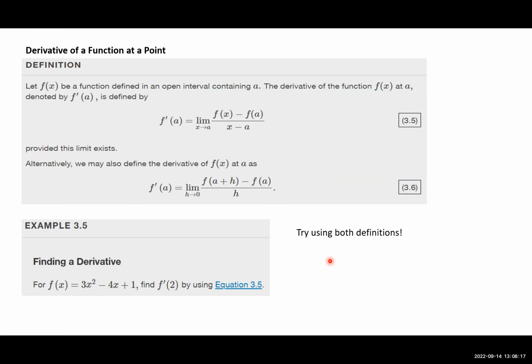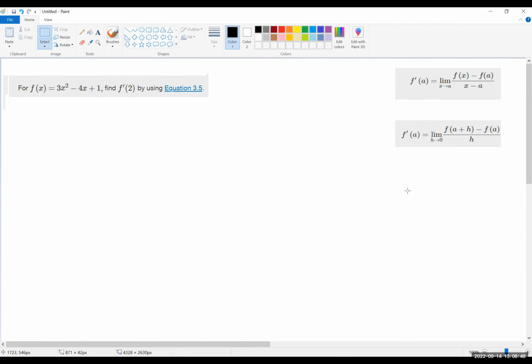And so we have an example that we are supposed to work with. We're supposed to try using both definitions, but since we already used the first definition in a previous example, I'm going to use the second definition. So let's go ahead and try that. Okay, so I have the problem already over here on this Paint app, and we're going to use this definition.